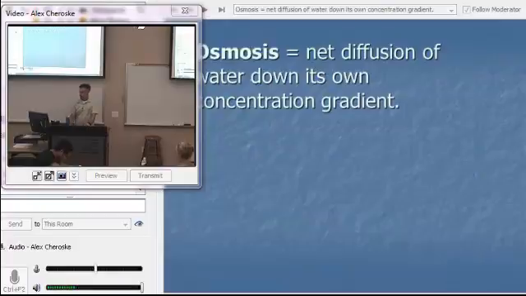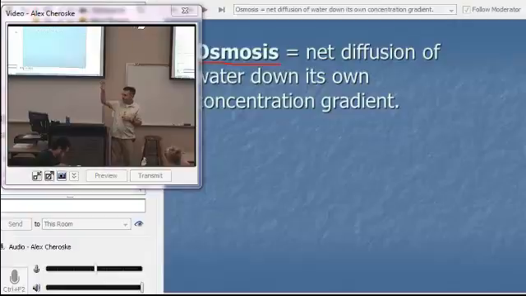Now, osmosis is something a little bit different. Okay? Osmosis is a very specific type of diffusion. It's when water itself is diffusing down its own gradient. So it's where you have a high concentration of water and a low concentration of water, and the water molecules are diffusing from high to low. But you've got to think about this one a little bit more.